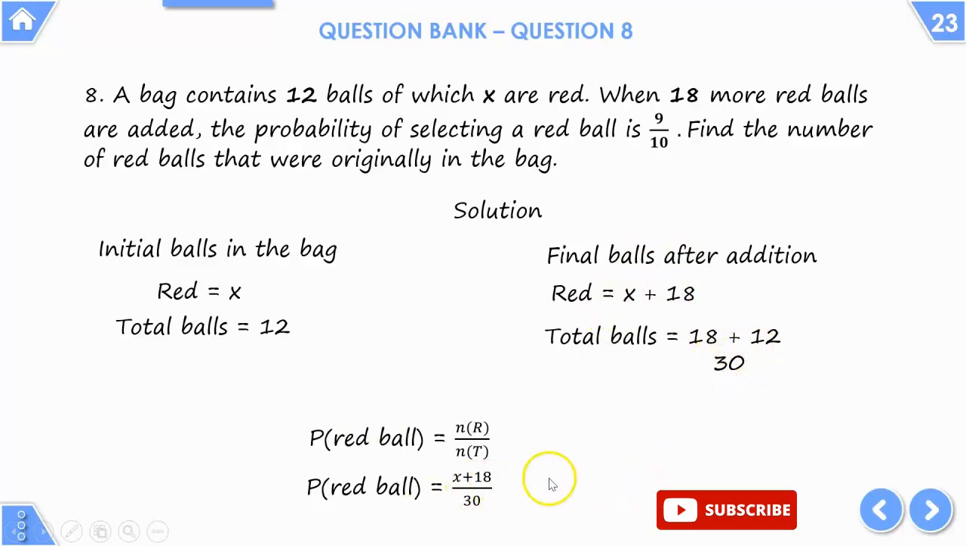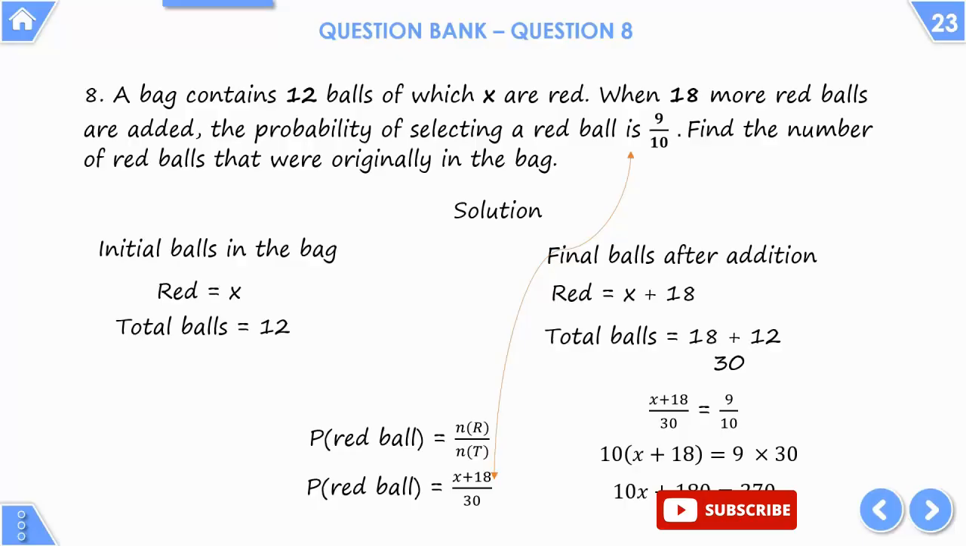Then from our question, you could see that the probability of having a red ball is the same as the notation we have here. That is 9 over 10 will be the same as x plus 18 over 30. Doing that, we can equate our work because the probability of a red ball, which is x plus 18 over 30, is the same as 9 over 10. So we do normal algebra by cross multiplying to get this.